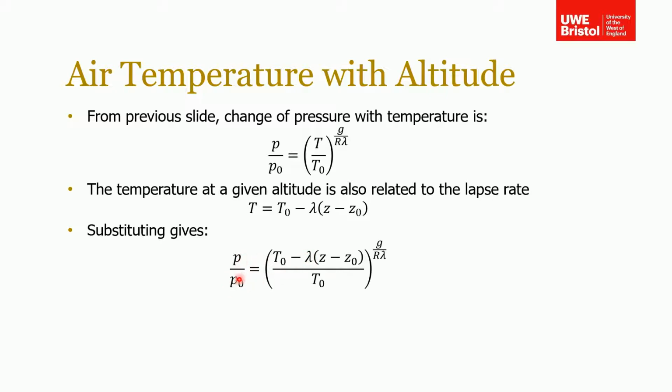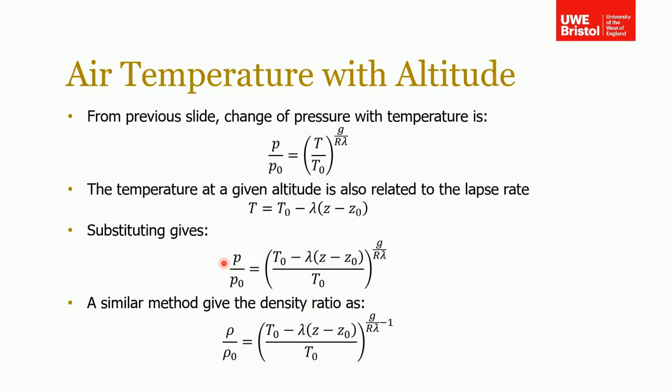So the ratio in pressure between the pressure that you want and the pressure at the bottom of the layer is given by this expression here. And in the same way that we developed this relationship for pressure, we can use a similar method to get the density ratio at your given altitude. They're extremely similar, but just notice when you do it, you end up with another -1 in this power.